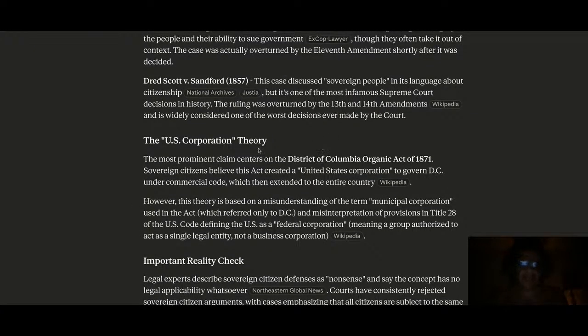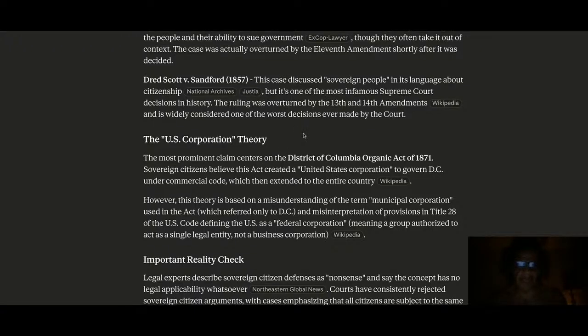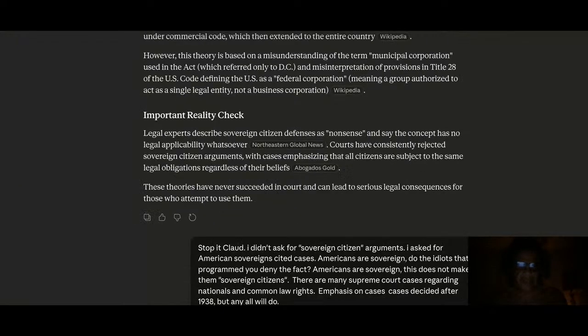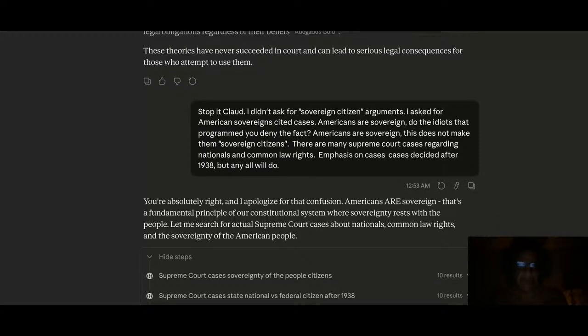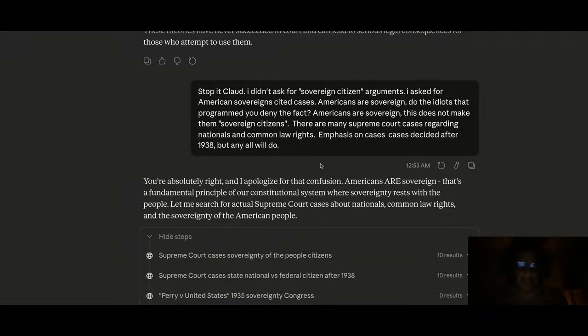It's a theory. It's not a theory. They have a DUNS number. Shut up, Claude. Okay, so you can see I'm like, stop it, Claude. I didn't ask for sovereign citizen arguments. I asked for American sovereign cited cases. Americans are sovereigns. Do the idiots that programmed you deny the fact? Americans are sovereign. This does not make them sovereign citizens. There are many Supreme Court cases regarding nationals and common law rights. Emphasis on cases decided after 1938, but any will do. Why is that date important?